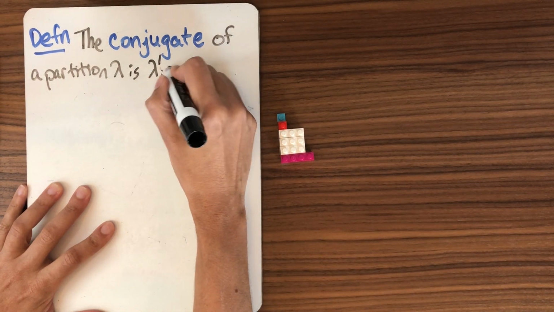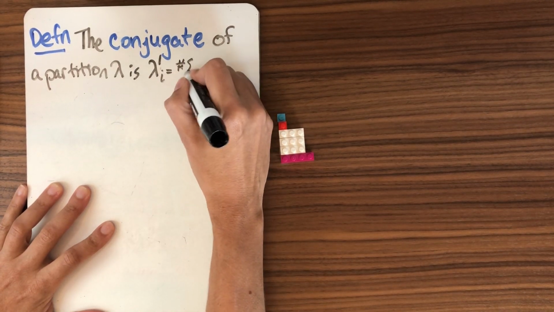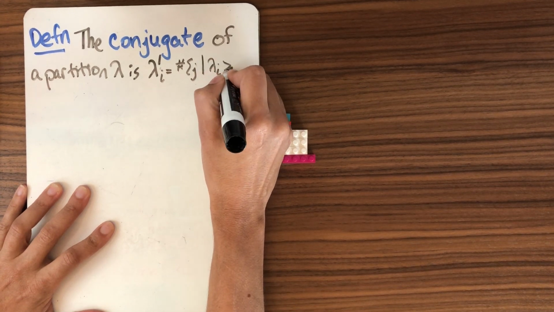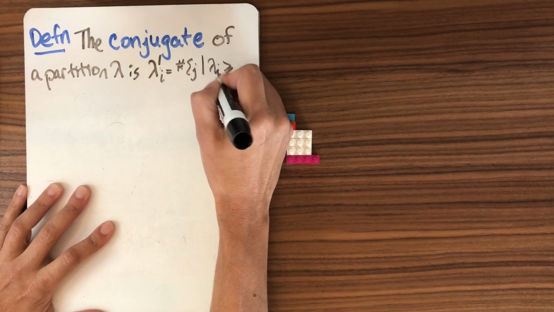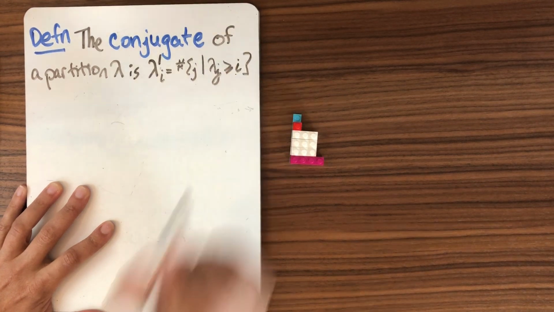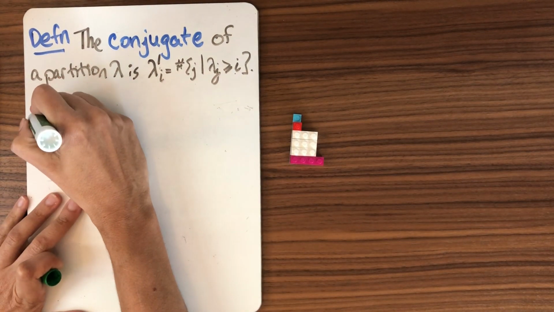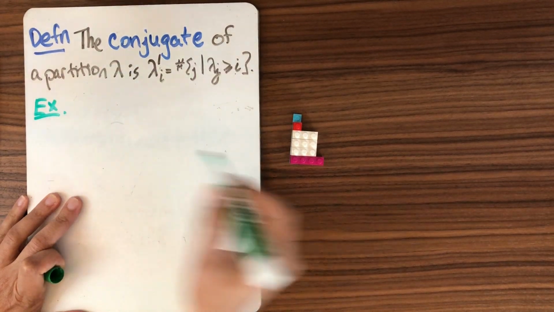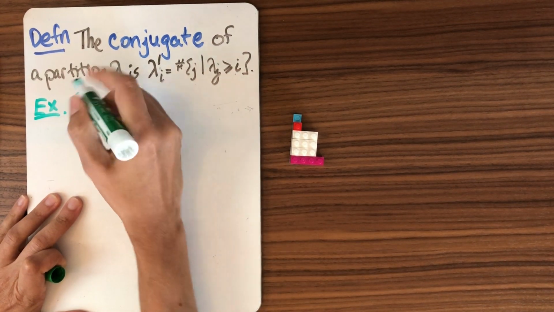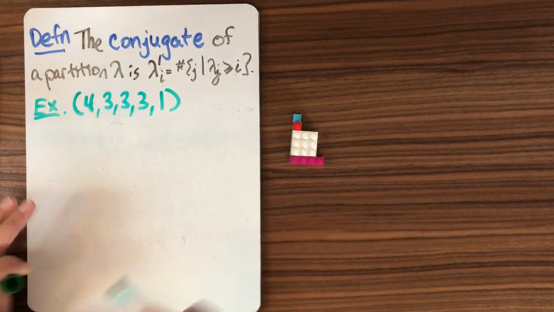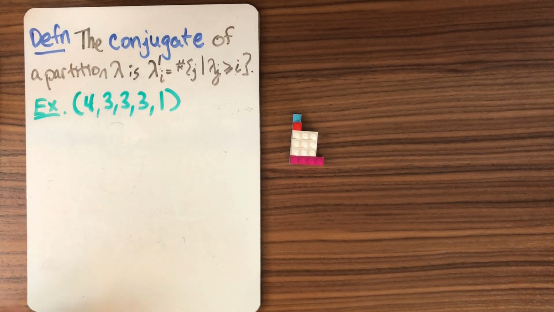I'll tell you what each part is. Lambda prime sub i is the number of j such that lambda j is bigger than or equal to i. Okay, so let's do an example. That's where we always want to start. Here's a partition for you: 4, 3, 3, 3, 1. That is a perfectly good partition. It's a weakly decreasing sequence of positive integers.